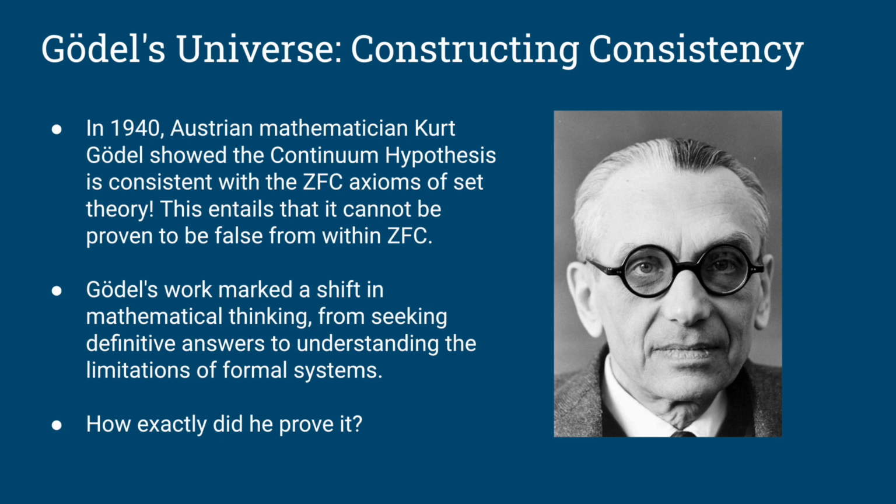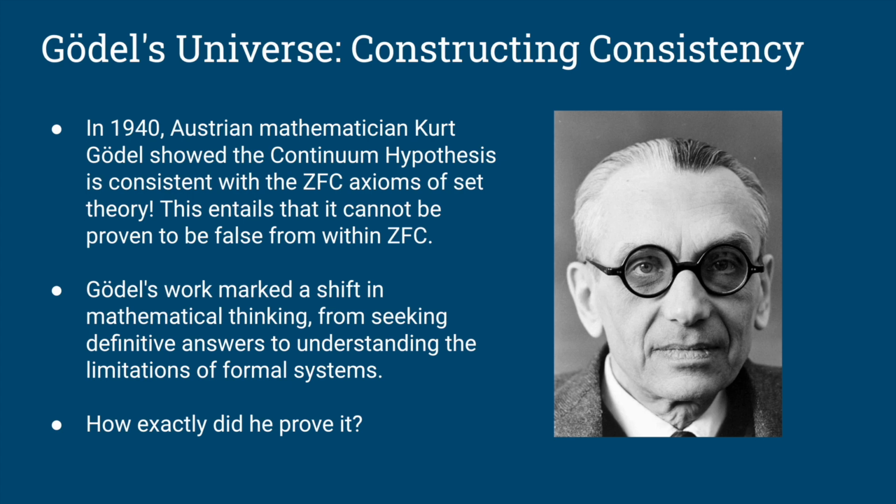So finally in 1940, Austrian mathematician Kurt Gödel made some progress, and he showed that the continuum hypothesis is consistent with the ZFC axioms of set theory. This means basically that it cannot be proven to be false from within ZFC, as it is consistent with them. Gödel's work overall marked a shift in mathematical thinking, from seeking definitive answers to understanding the limitations of formal systems. Also, around this time, he had proved his famous incompleteness theorem a couple of years earlier.